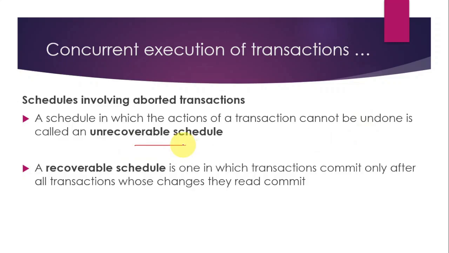So the definition is very straightforward. If you can't undo the actions of a transaction which are already performed, that is called an unrecoverable schedule. The opposite of this, if you are able to undo the actions which are performed by transactions, that is called a recoverable schedule. And the property of a recoverable schedule is, you can see here, that transactions commit only after all transactions whose changes they read commit. Now let's see the examples to understand this better.